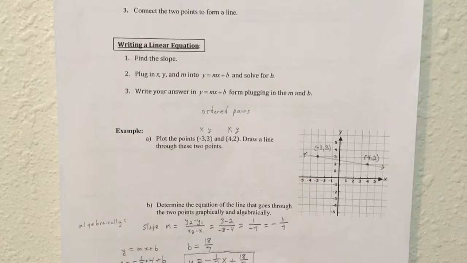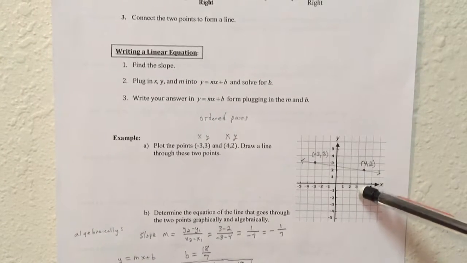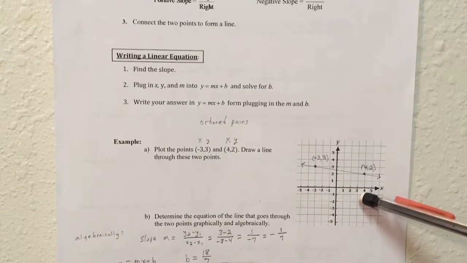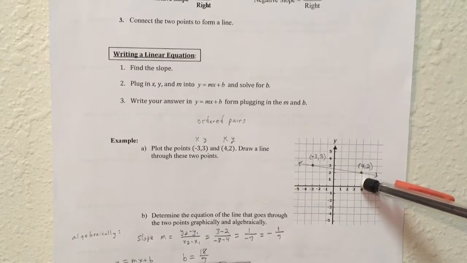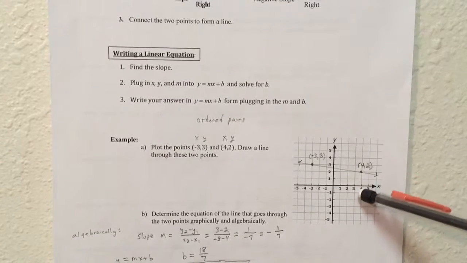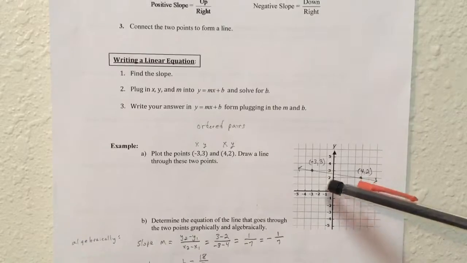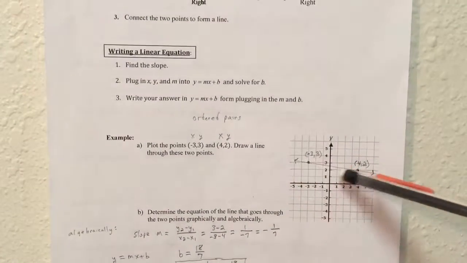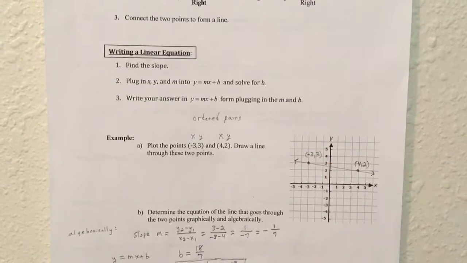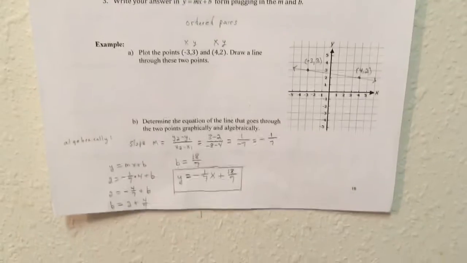To plot the point (4, 2), we go to x equals 4 on the x-axis, and then up 2 units. And so this is the point (4, 2), right? That point is directly above the 4 on the x-axis and directly across from 2 on the y-axis. And then using a ruler, or straight edge, you can draw a straight line through those 2 points. Okay, so that's part A.